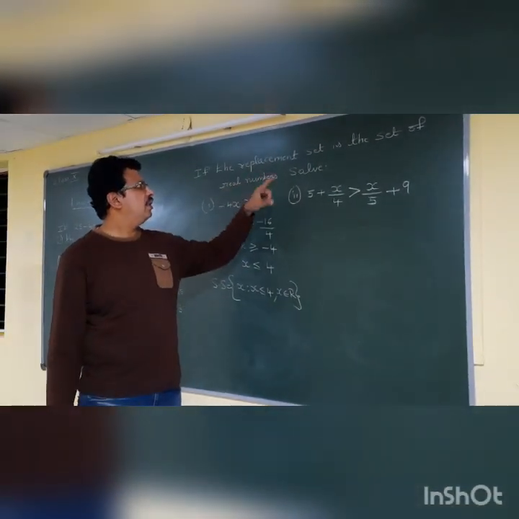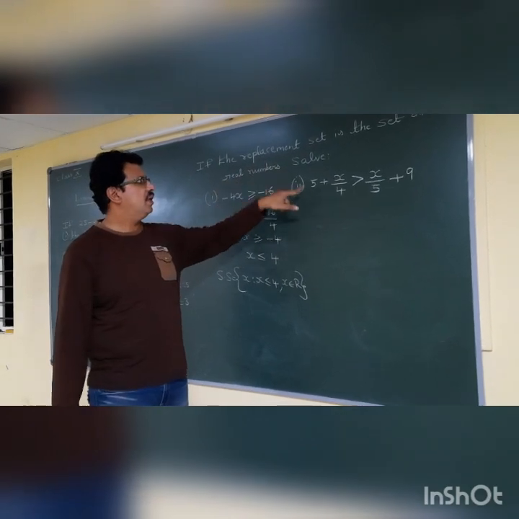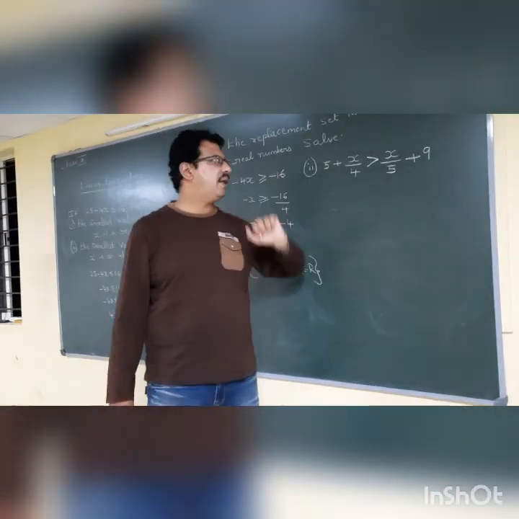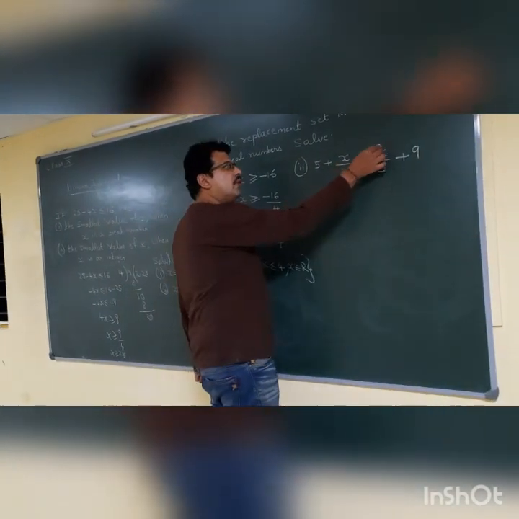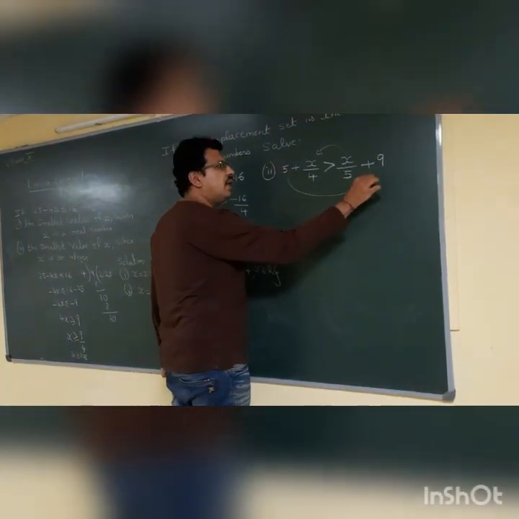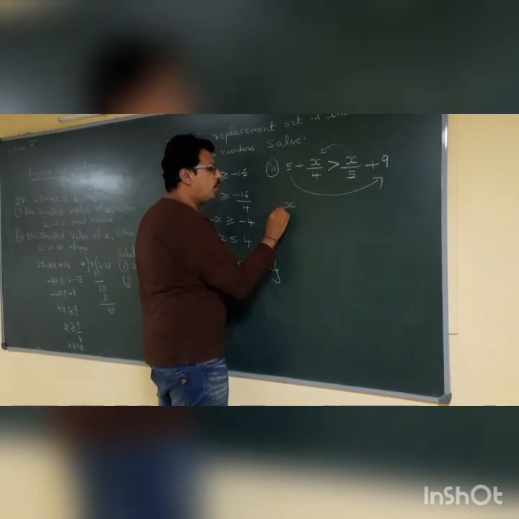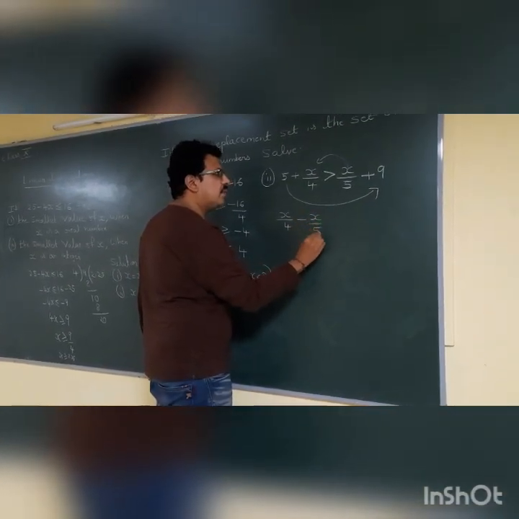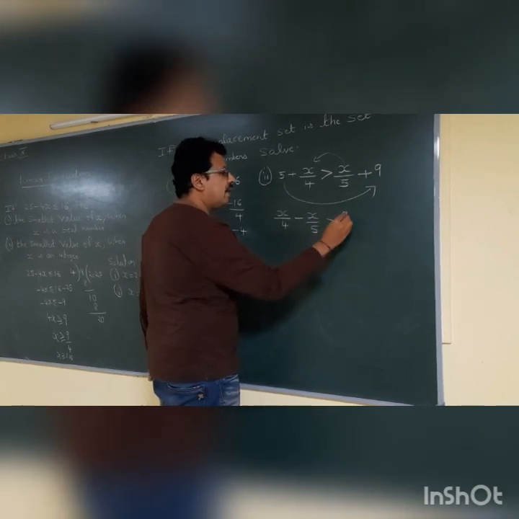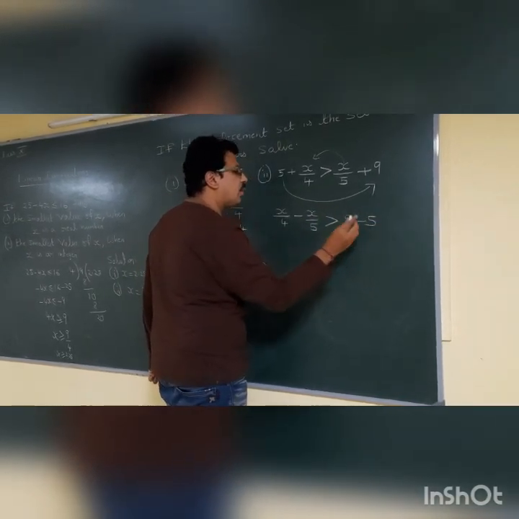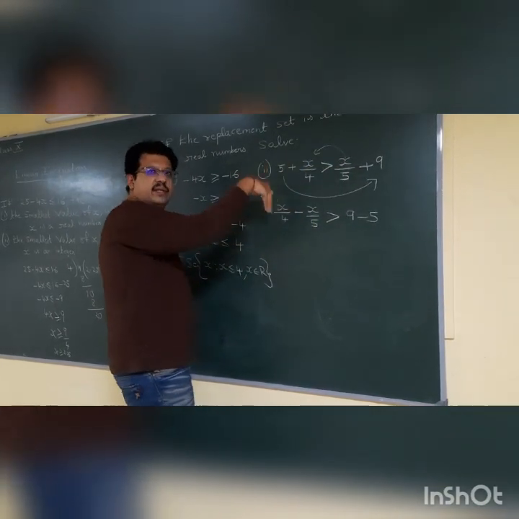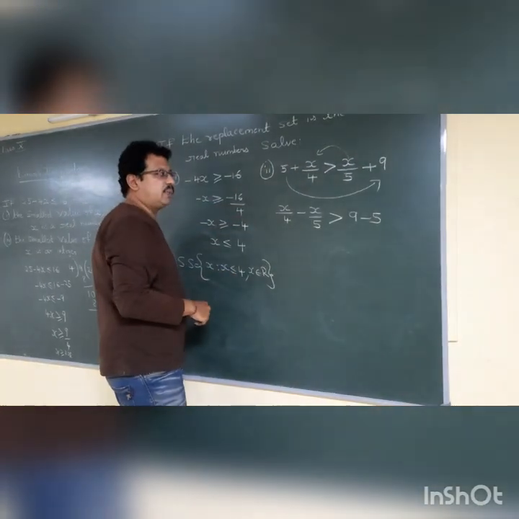That is the same question: replacement set a set of real numbers. So 5 plus x by 4 greater than x by 5 plus 9. Bring all the variables to one side and all the numbers to the other side. x by 4 minus x by 5 greater than 9 minus 5. I just brought the 5 to the right hand side, it becomes minus 5, and x by 5 to the left hand side becomes minus x by 5.